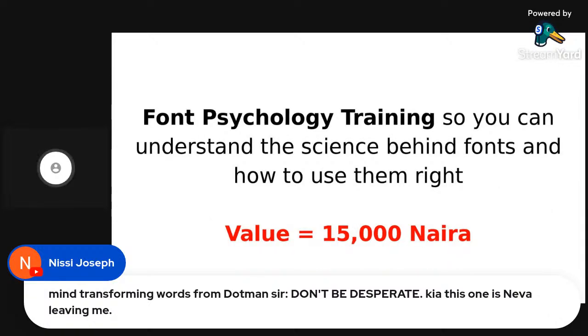Font psychology. Some people don't understand that fonts actually talk. Fonts actually have their own psychology. You don't use a fiery or sharp font when you want to talk about something romantic, right?